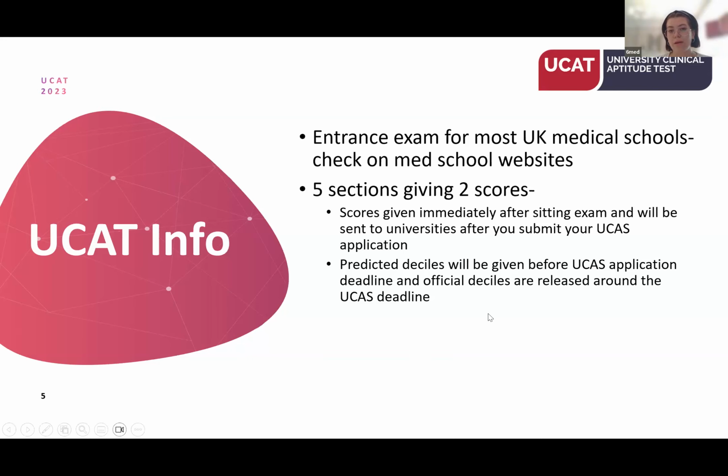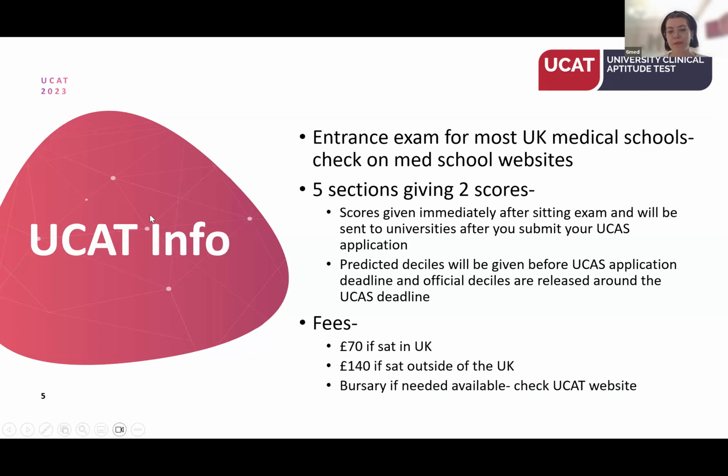In general, anything over 700 in any UCAT section is seen as a very, very competitive score, but you should really be aiming for over 650 in each section. And usually for situational judgment, as long as you don't get band four, you should be okay.